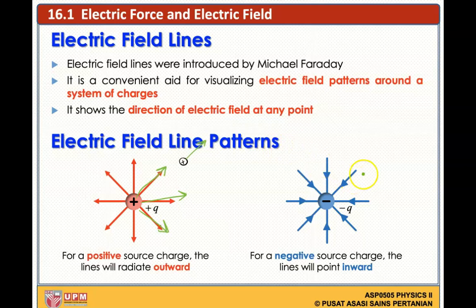So what about a negative charge? Putting a small teeny weeny test charge over here, how does the test charge feel about negative Q? It is attracted. So it will go towards the negative charge, and the electric field lines should follow this. So the electric field lines should go into the negative charge.